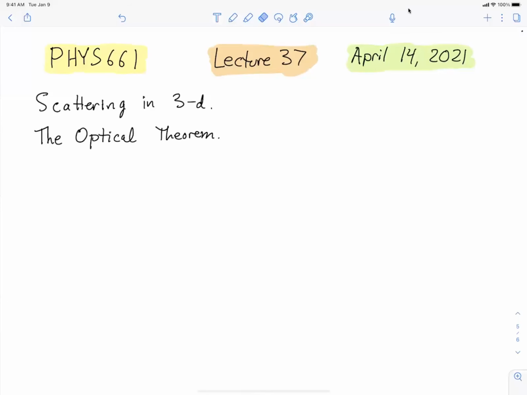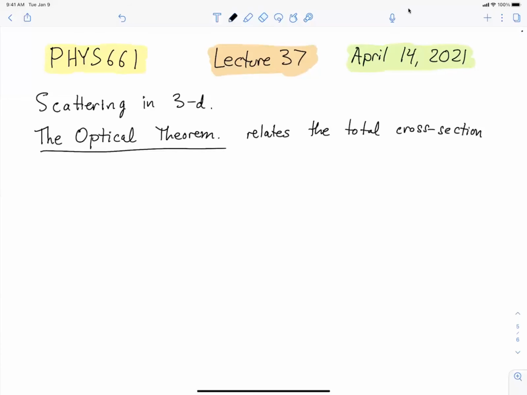And so the optical theorem is something that relates the total cross-section. So we talked about computing the differential cross-section, and then you integrate it to get the total cross-section. It relates that to the forward scattering amplitude. Which is kind of remarkable because these are very different things.